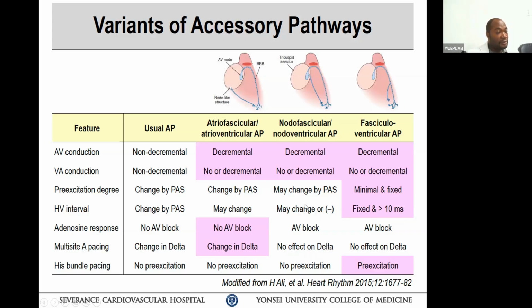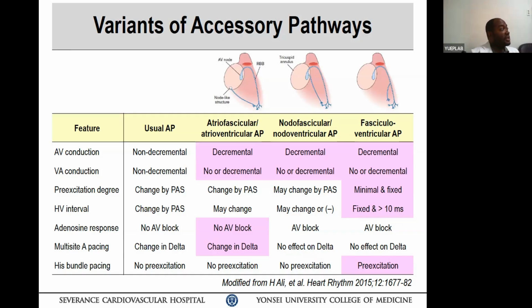And then His bundle pacing does not pre-excite in nodofascicular and nodoventricular, but it pre-excites in fasciculoventricular. However, the issue with this particular criterion is that there may be an assumption that the His bundle catheter is sitting directly on the His, but based on the individual anatomy, there's a possibility that the His bundle catheter may overlap the AV node.